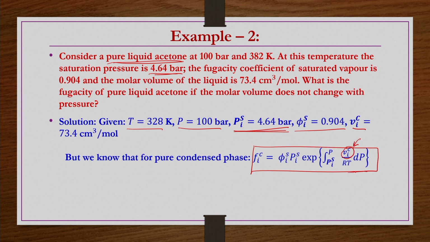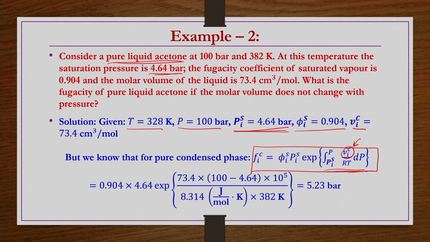So simply substitute them in this equation that we derived in the previous lecture. V_i^C is independent of the pressure difference, so we can say that it is an incompressible condensed phase. Then we can integrate this particular part without worrying whether V_i^C depends on the pressure or not, because we have seen that it is independent of pressure for an incompressible phase. Then we get V_i^C by RT times delta P. So that is what we have. Substitute all these quantities because everything is known. Then we get the fugacity of the condensed phase, that is pure acetone, as 5.23 bar.